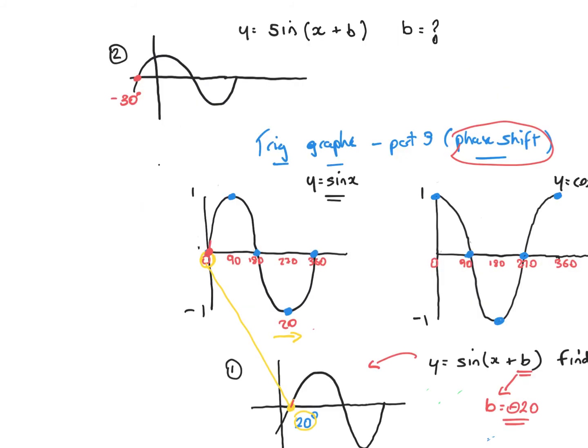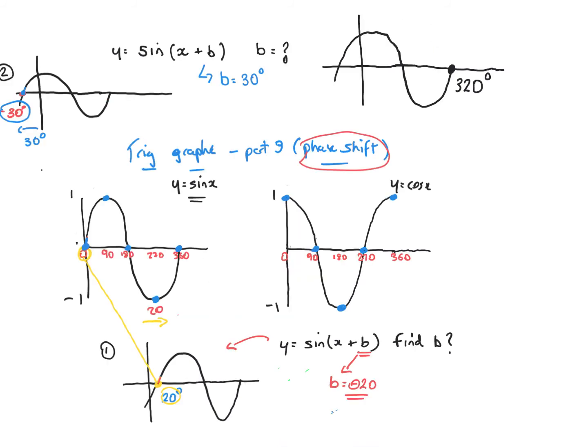Okay, so here's the next one. Right, so this time it climbs from the x-axis at minus 30, but it should climb from the x-axis at 0. So that means the thing has been moved 30 degrees to the left. Okay, so this means it's been moved in the negative direction by 30 degrees. Therefore, you think counterintuitively then, so it wouldn't be minus 30 for b, it would be plus 30. Okay, the next one. So again, it's sine x plus b, and I need to find b again.